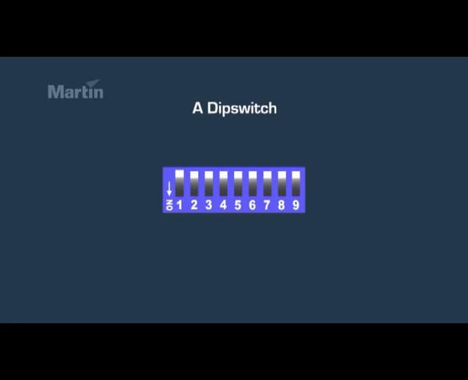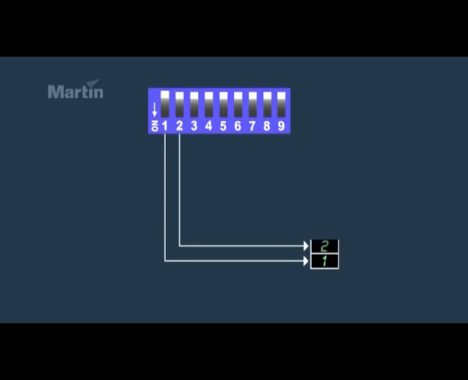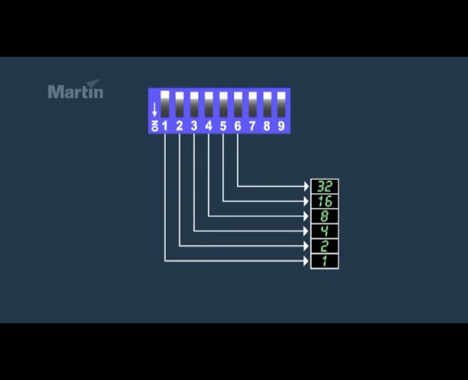How does this apply to dipswitches? Well, since a dipswitch consists of a row of switches that can either be on or off, you can compare the switches to the digits in a binary number. An on switch equals 1 and an off switch equals 0. Remember, each digit or switch has been assigned a value. 1, 2, 4, 8, 16, 32, 64, 128 and 256.